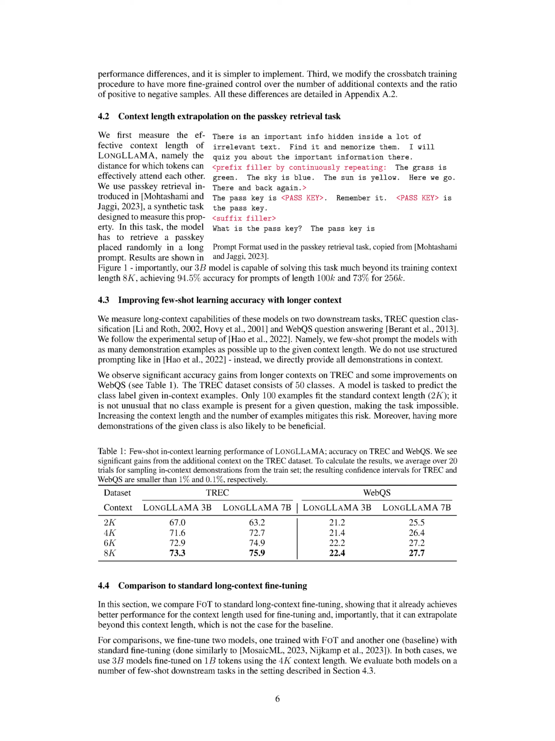Section Summary. In this section, the authors measure the effective context length of their model, LongLLaMA, by using a passkey retrieval task. They find that their model can effectively solve this task even beyond its training context length. Additionally, they compare their model to standard long context fine-tuning and show that their model achieves better performance and can extrapolate beyond the context length used for fine-tuning, which is not the case for the baseline model.